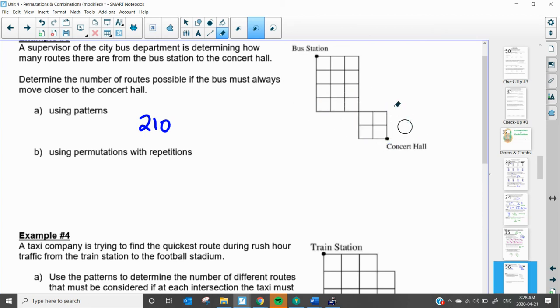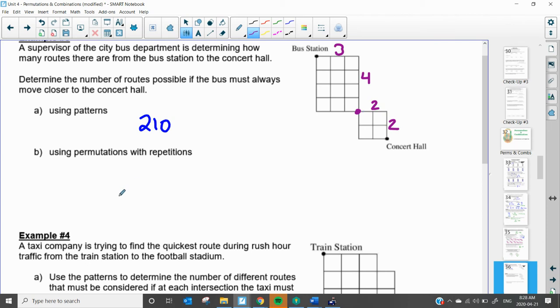And we're going to look at what this would look like with permutations. So if I look at the first box, there are 3 paths east and 1, 2, 3, 4 paths south. In the other rectangle, we've got 2 paths east and 2 paths south. So we're going to treat these two boxes separately. We have to go through this point here. So this is thinking about going from the bus station to the concert hall and passing through that point.